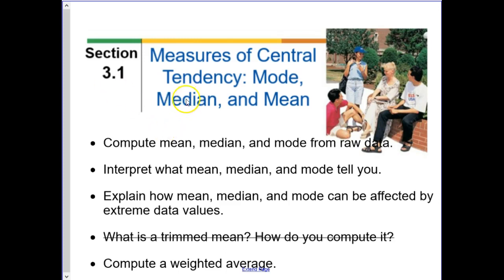So in this lesson, we're going to talk about mode, median, and mean, of course, how to compute them, what they mean, and then explain how they can be affected by extreme data values. We're not going to get into trimming means, but I do want to talk about computing weighted averages because you actually have to do that for this class.